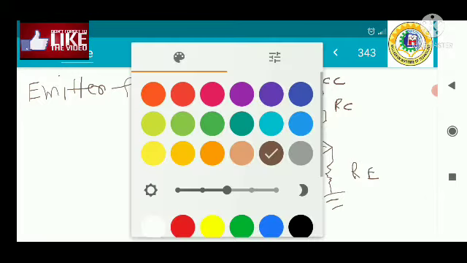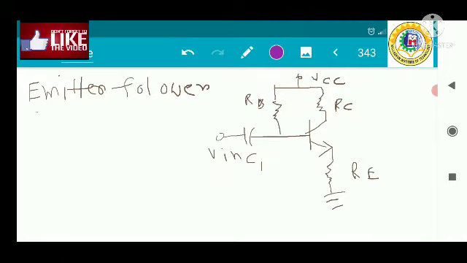Now here you see the difference with the other circuit. The emitter follower has been named emitter follower because of where we take the output. Generally we take the output from the collector terminal. This is your collector terminal. We generally take the output out of this collector terminal, but in the case of the emitter follower circuit, we would like to take the output from the emitter terminal.